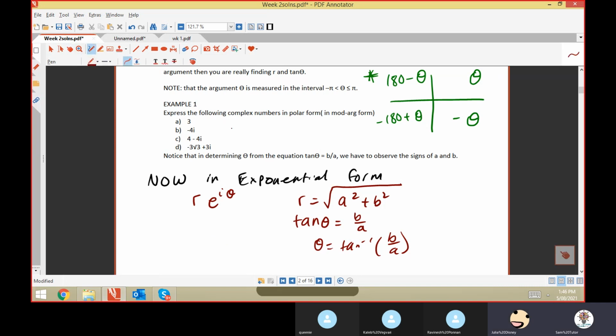So what we're going to do, we're going to try to do all of these four. I'll do all four. We're going to write them in mod arg form and we're going to write them in exponential form, just so you can get the hang of them both.